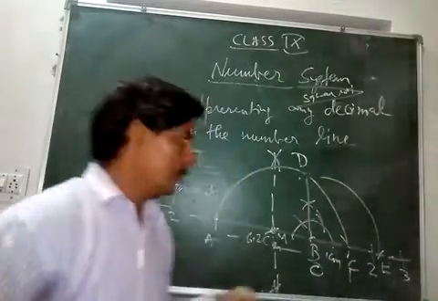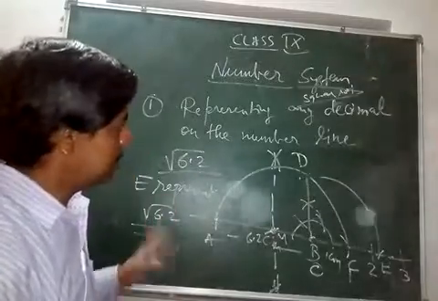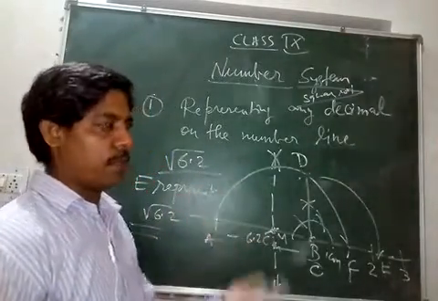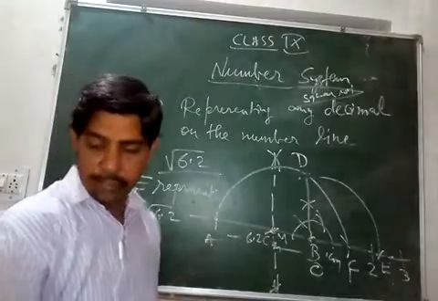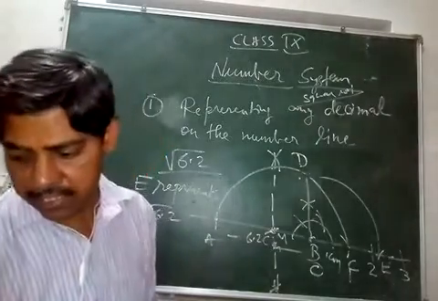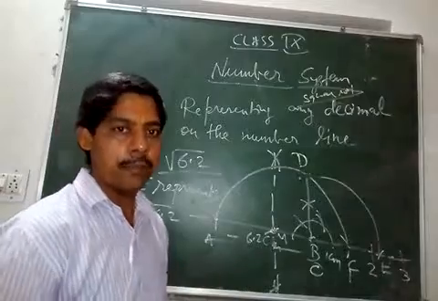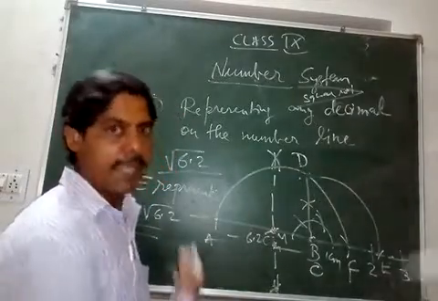This way you can represent any square root on the number line, not just root 2, root 3. You can represent 7.2, 9.3. In your exercise 1.5, question number 4 is root 9.3. That also you should try like this.